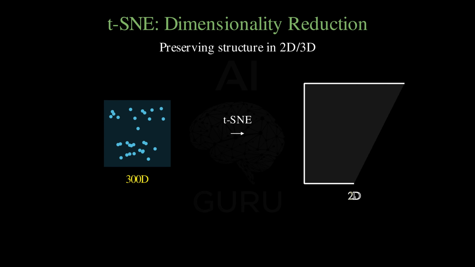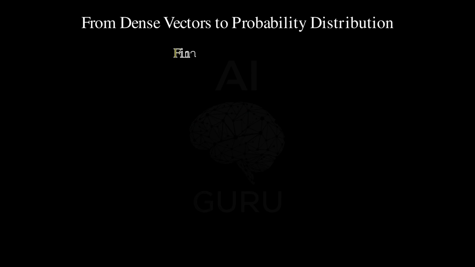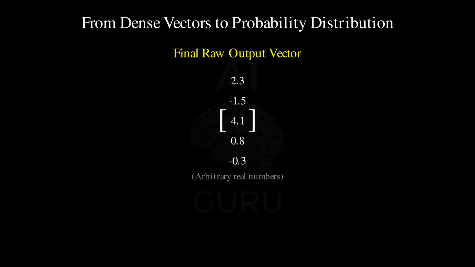This brings us to the output of our language model. The network's final layer processes all these dense vectors and produces a final, raw output vector, a sequence of real numbers.